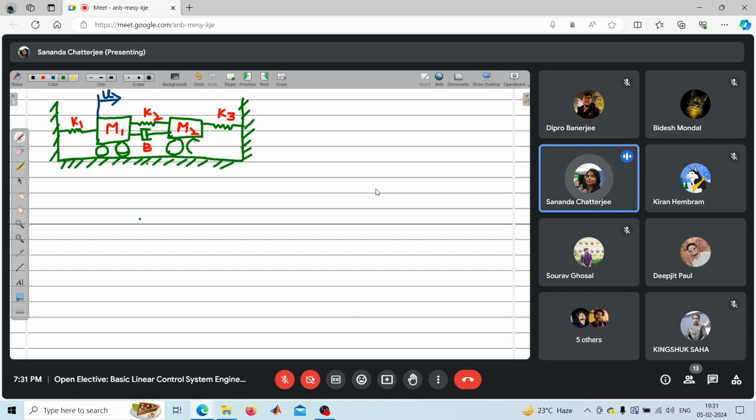So you are assuming that the displacement of the mass m1 you know. We are giving the initial displacement as u. So therefore, what will be the final displacement in m1? That is independent. That is, u will be the final displacement of m1.